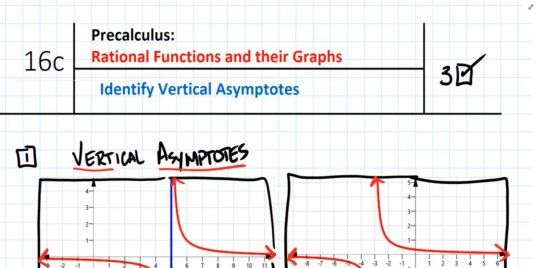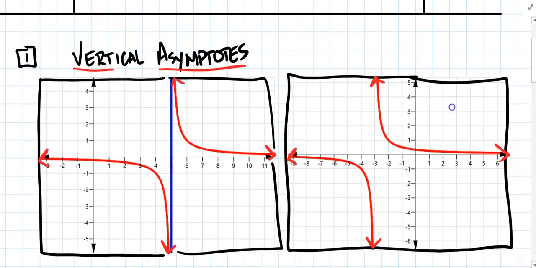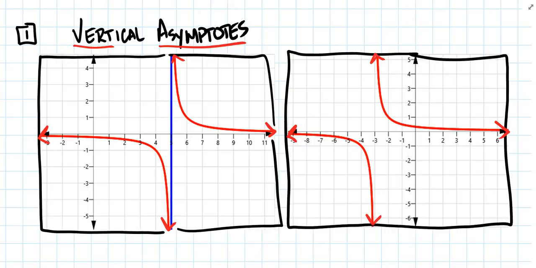Welcome to Precalculus Concept 16C, identifying vertical asymptotes, and we're talking about rational functions and their graphs. We have 3 boxes to cover, so here is box 1. Let's talk a little bit about what a vertical asymptote is. So I have 2 graphs for you, 2 different rational functions.